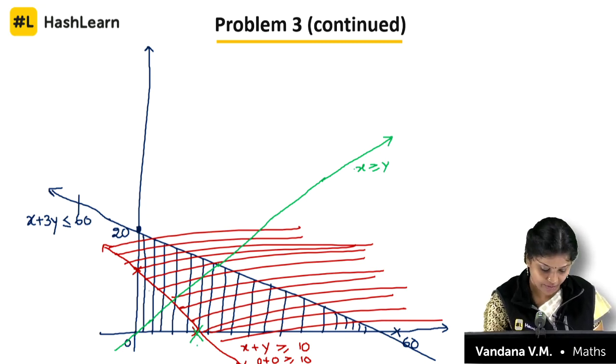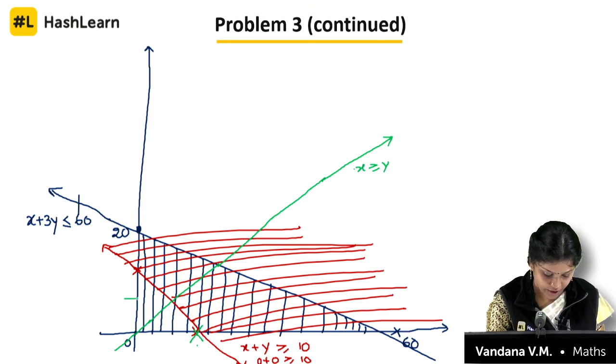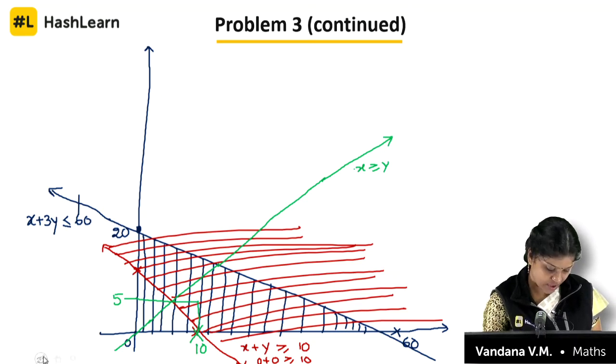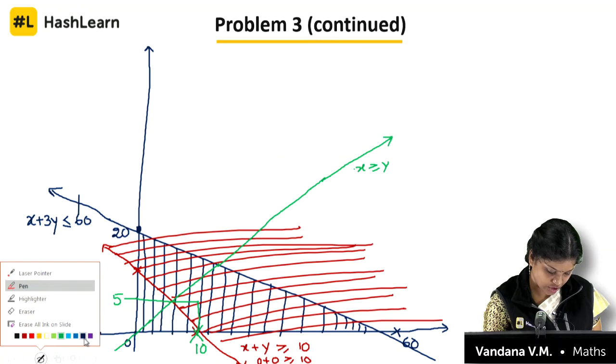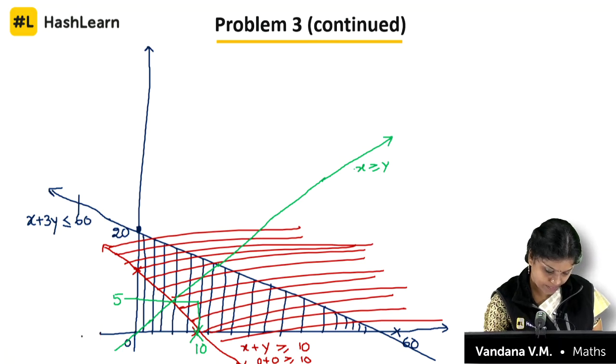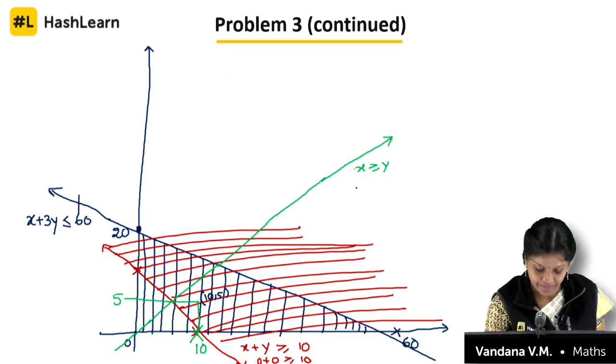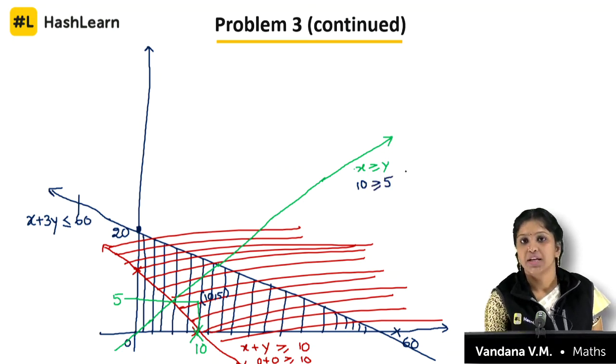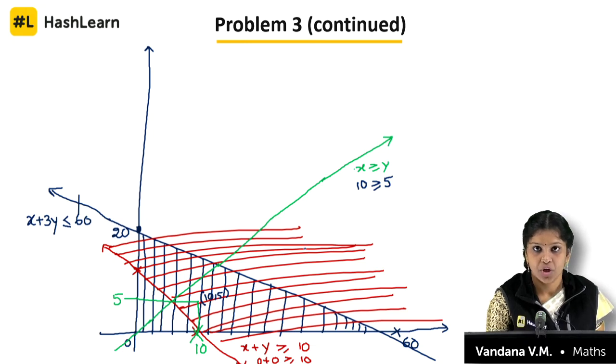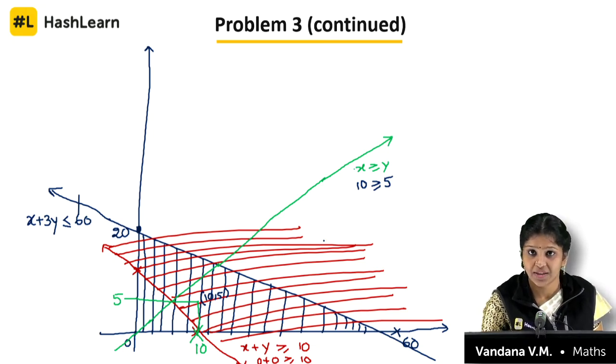Obviously, 10 will be on this side. Just imagine this is 5, this is 10, so I will get the point over here. So, this is 10 comma 5. Now, check: x value is 10 and y value is 5. Is it true? Yes, it is true. So, wherever the point is present, that side I have to shade. That is very important.